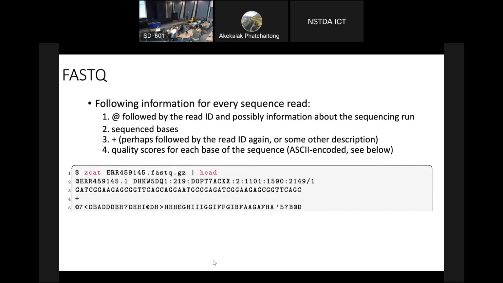So you have this @ sign followed by the read ID and possibly information about the sequencing run. Then in the next line, you have the sequence bases. And then you have a plus with maybe some additional information.